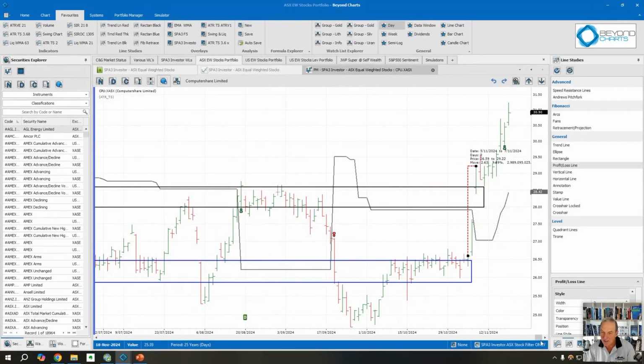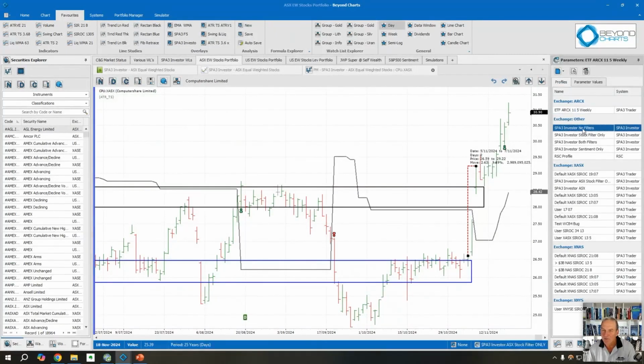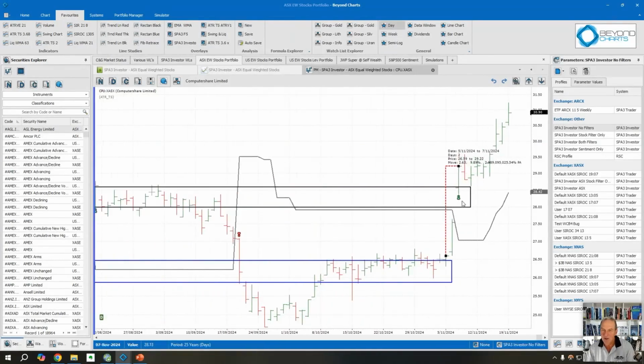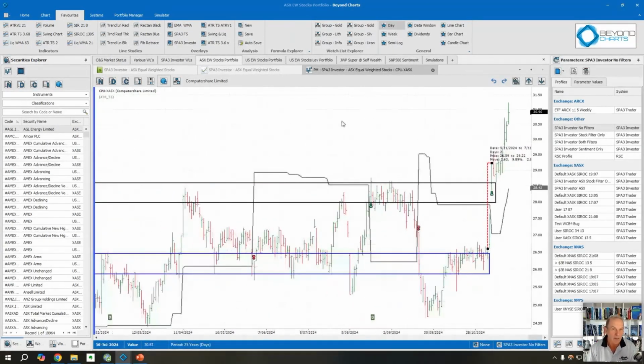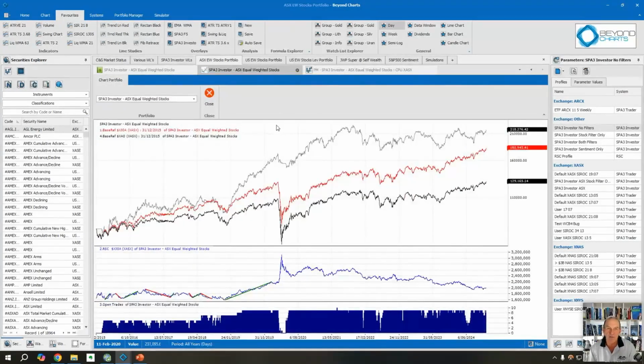Now that has the stock filter on. Obviously we've got to turn the stock filter off. No filters. Put it there, and you'll see that was the signal that we entered on. That's a signal day on a 9.94% jump. So that's the ASX. We'll quickly have a look at the equity curve and see what's happening.